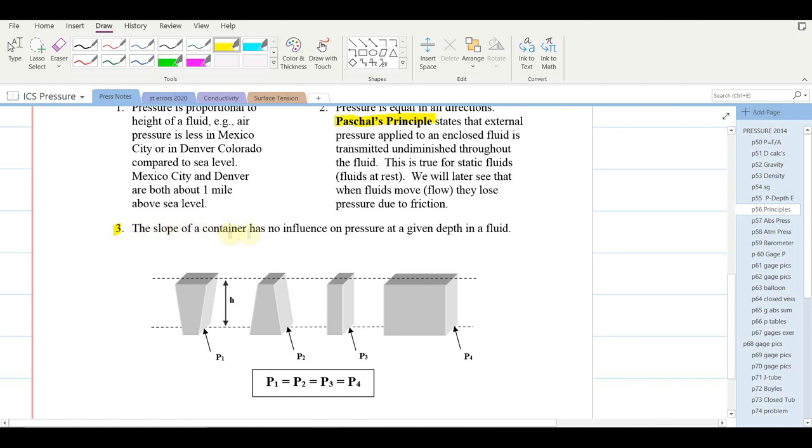This is difficult for me to visualize. The slope of a container has no influence on the pressure at a given depth in a fluid. So we look at P1, P2, P3, P4, they're all at the same depth in the same fluid, and therefore the pressure must be the same. But just looking at this, I would have thought that there'd be greater pressure at P1 than P2 because the wedge widens rather than narrows, but that's not the case.